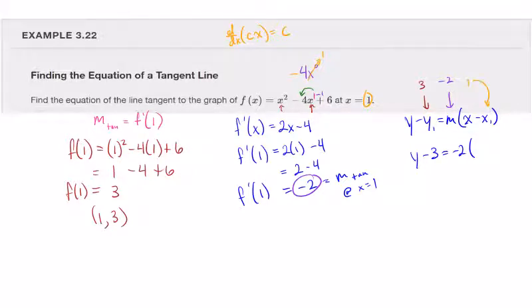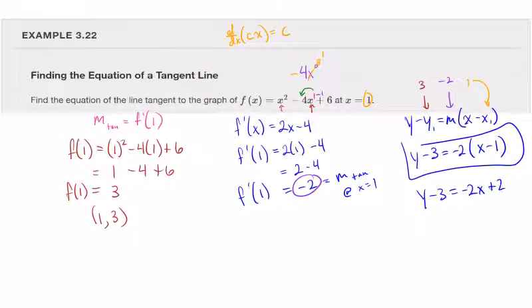All right, so then I'll get x minus 1. That's the slope of our line. You can leave it like that. Just to show you, if you wanted to put it in slope-intercept form, it would be negative 2x plus 2. Then we'd add 3 to both sides, and so we get y equals negative 2x plus 5, right? So that would be a slope-intercept form of that same line. You don't have to do both of those. You can just show me one or the other, and point-slope form is probably the easiest way to go.